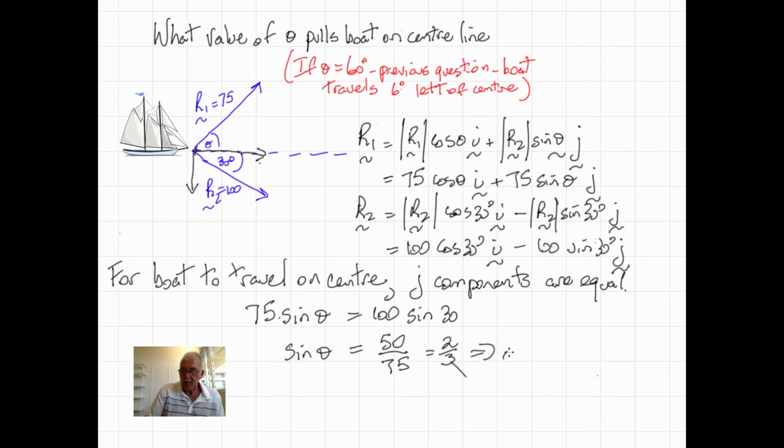So therefore theta is the angle whose sine is 2/3. Now that's on your calculator. Shift sine will give you sine to the -1, or inverse sine 2/3, and we get theta is equal to 41.8 degrees. So in other words, if we made that rope there pulling at 41.8 degrees, then the boat will travel right along the centre line.